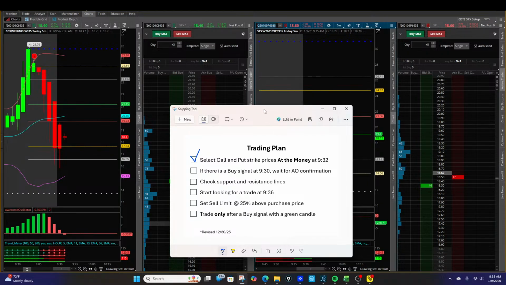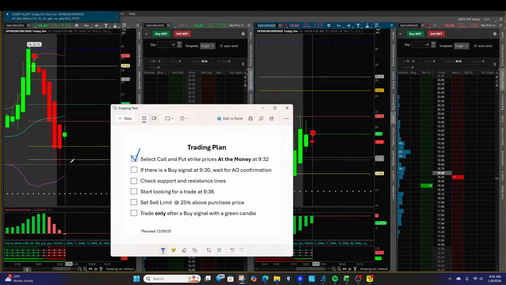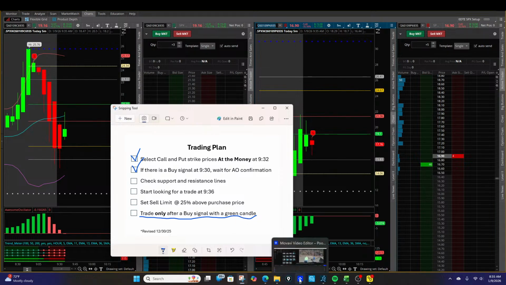Okay, so let's take a look. See if I don't see a buy signal at 9:30. Okay. It's not yet 9:36. And plus we have the red bar with the awesome oscillator. So right now we're just waiting for a buy signal. And it's very important that I trade only after a buy signal with a green candle.